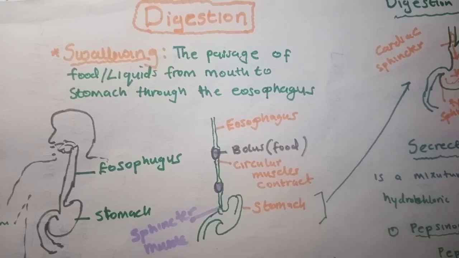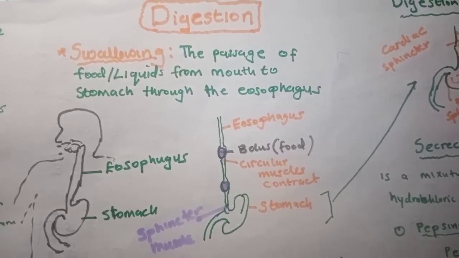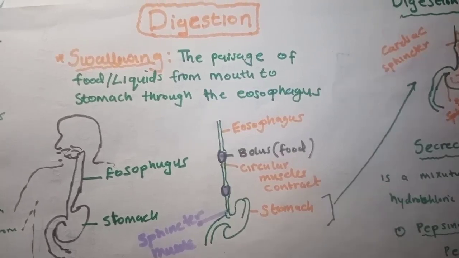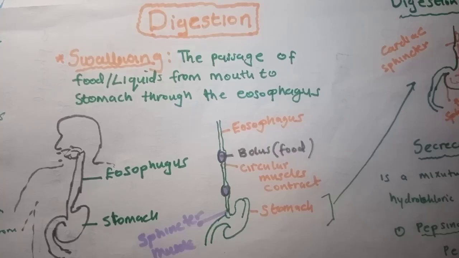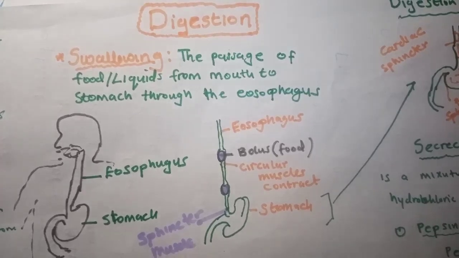So digestion, we said, is simply the breakdown of food molecules into simple soluble ones that the body is able to absorb. In our previous video, we also discussed holozoic nutrition, where we said it has these 5 processes: ingestion, digestion, absorption, assimilation, and egestion. So we are on process number 2, which is digestion, and digestion is the longest of these 5 processes. So let's start with swallowing.